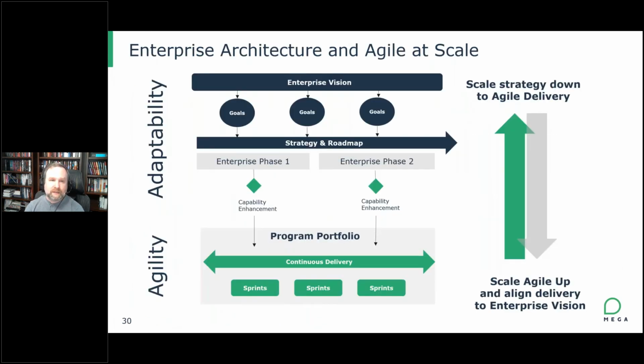So if I put the adaptability and agility side by side, there is this enterprise vision with the goals articulated as strategy and a roadmap vision. We're going to enhance capabilities based on value stream outcomes that we're looking to measure and expect for the market. And we're going to break it down into different phases so that the progress is trackable, measurable, et cetera.